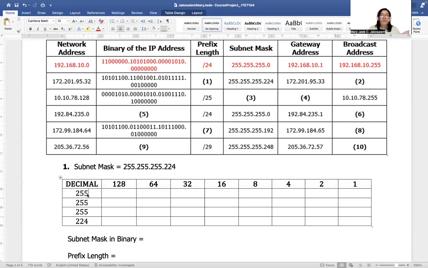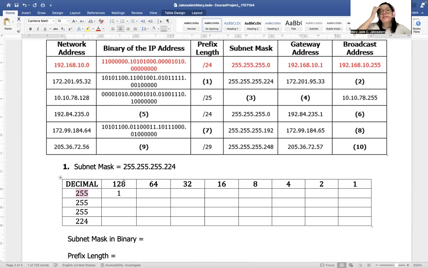What we have to do is ask ourselves a question. Is 255 greater than or equal to 128? If the answer is yes, we put 1 here. Of course, you all know 255 is greater than 128. Then we have to subtract 128 from 255. I have a calculator with me to help me. 255 minus 128, the remaining value is 127.